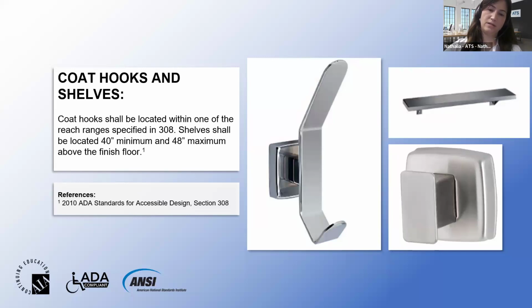ADA doesn't really state how much they can protrude from the wall, different from what we are used to here in Canada, where we have a limitation for the coat hook of 50 millimeters, and the shelves not protruding more than 4 inches off the wall. So again, slight differences between codes. But yeah, here you only have to keep in mind the height requirements.